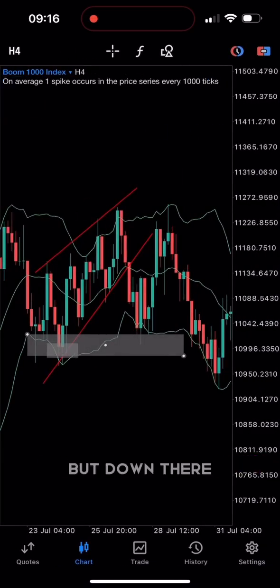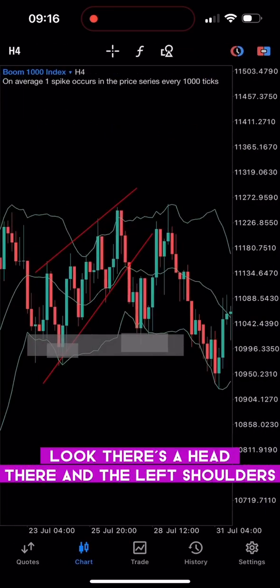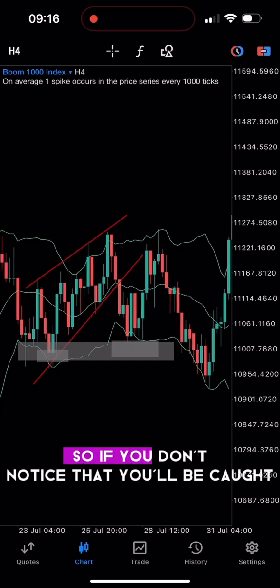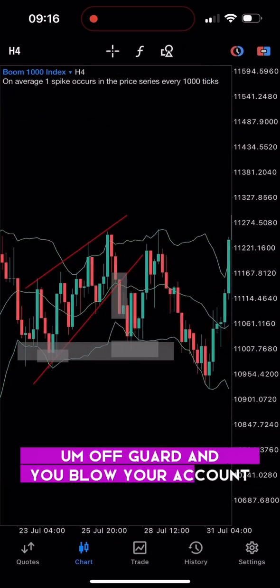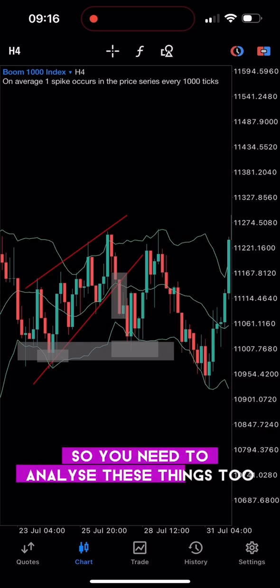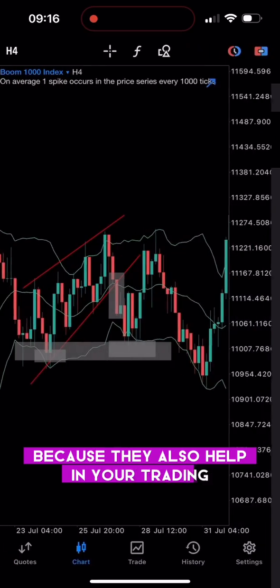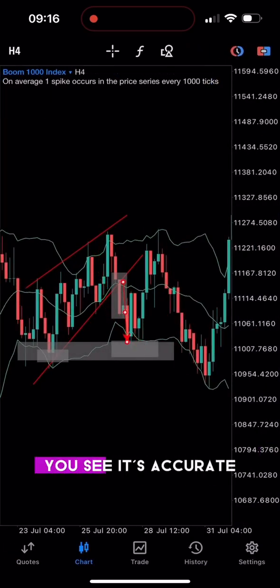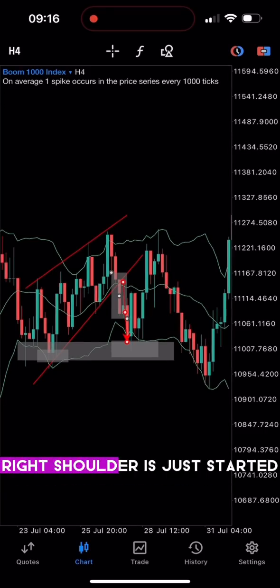You enter your sell, but down there is a Quasimodo. Look, there's a head there and the left shoulder, which means price is waiting for the right shoulder here. So if you don't notice that, you'll be caught off guard and you blow your account. So you need to analyze these things too. You need to know where the Quasimodos are, because they also help in your trading. So if you put your TP there, your line inside, you see it's accurate. It went to the bottom part where the Quasimodo right shoulder just started.